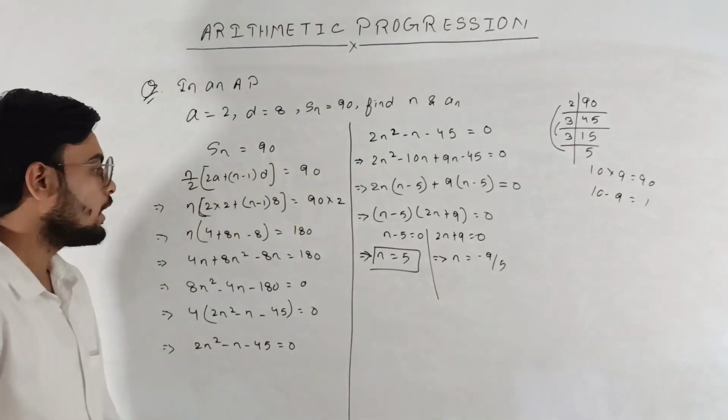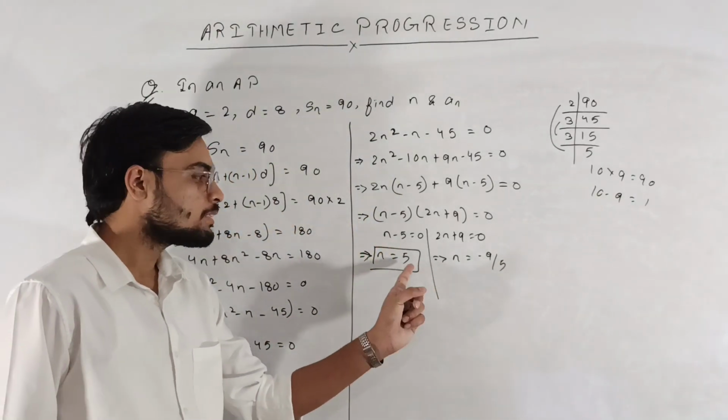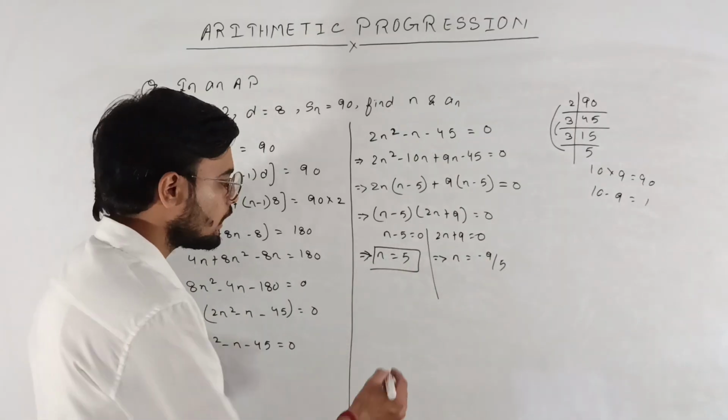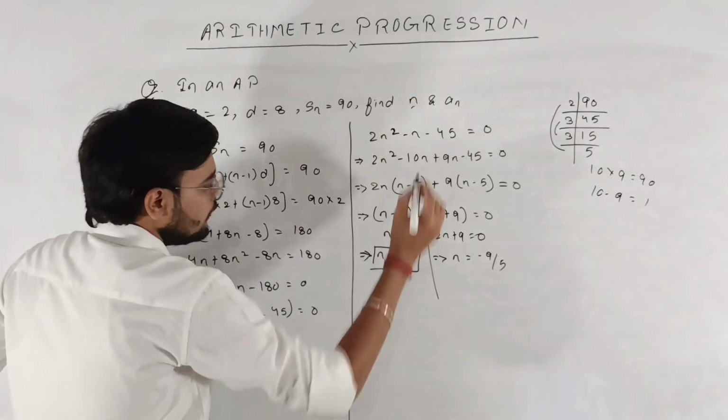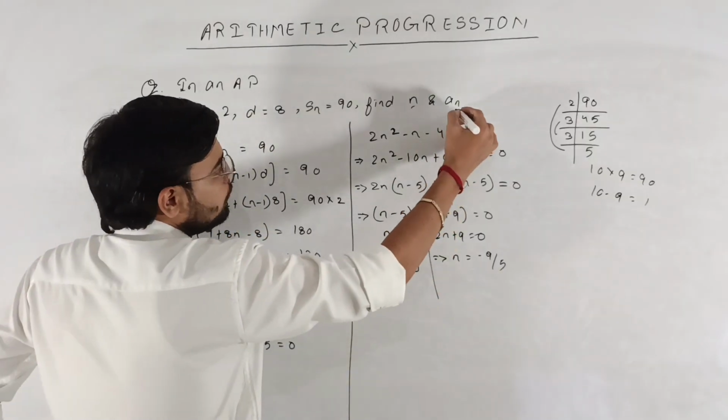Now we consider this value of n. Why? Because number of terms of an AP is always a whole number, not a fraction. That's why we consider this value of n, that is 5. Now we have n, which is 5. Now we have to find an.